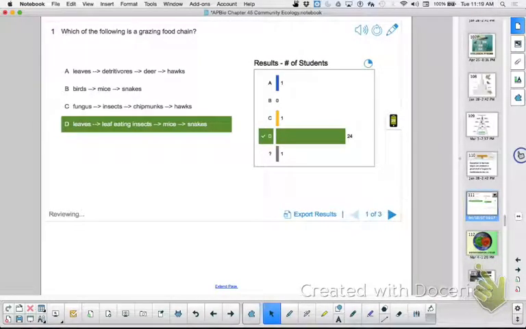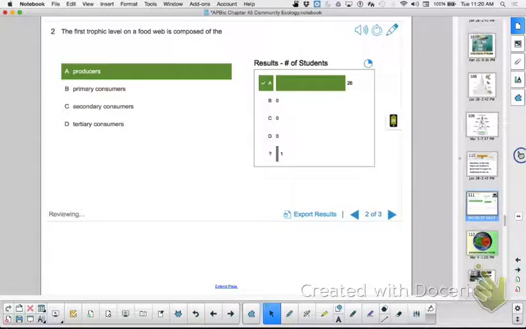All right, somebody picked C. Why are we not picking C? Because it's grazing. A fungus is a decomposer, right? So you're starting with detritus, and so that's not going to be a grazing food chain. Check with your bio buddies, see, did they get it right? Do you need help? Do you need assistance?